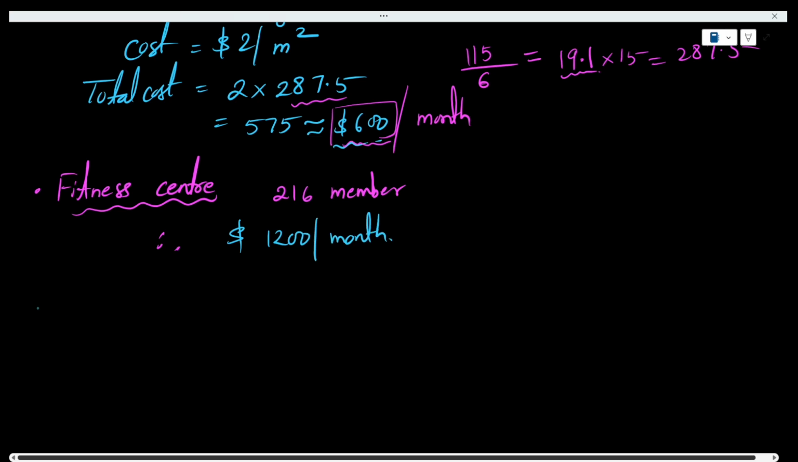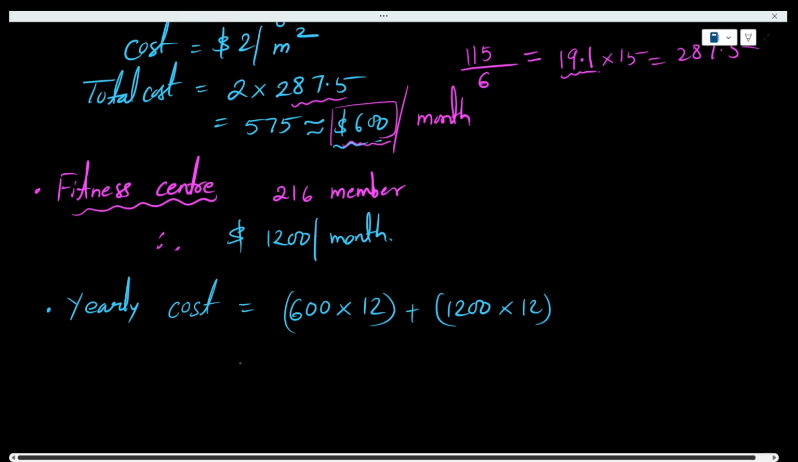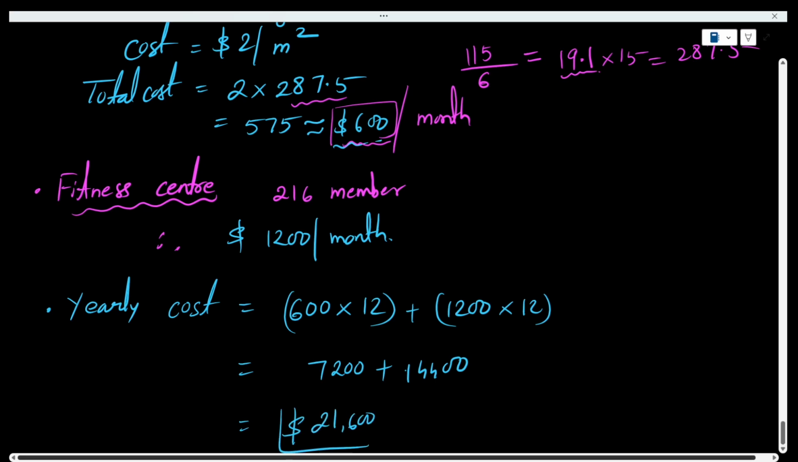So what is going to be the yearly cost? Because the maintenance is yearly, maintenance cost 600 for the playground for 12 months, plus 1200 for 12 months. Then you will get the total cost: 600 into 12, you will get $7,200, plus 1200 into 12, which is 14,400. Cost is coming as $21,600, correct?